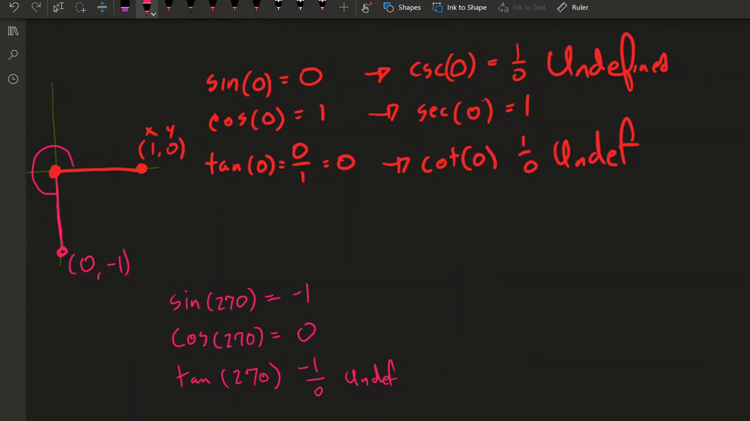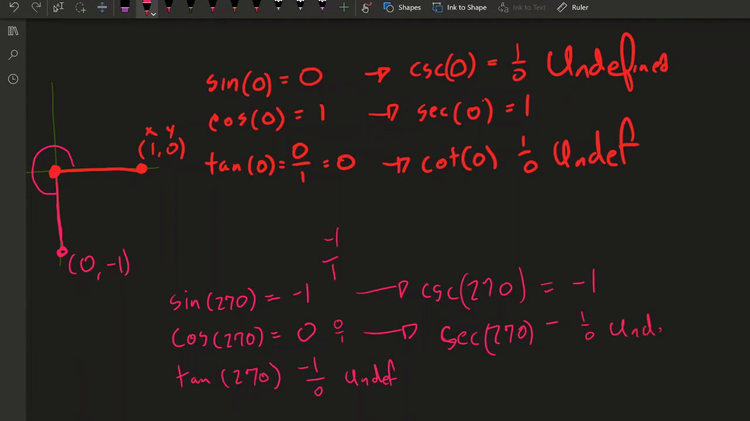Flipping these over to get the cosecant of 270 would be, this is -1 over 1, so if I flip it, it would be 1 over -1, which is still -1. The secant of 270 would be, this is 0 over 1, so if I flip it over, I'd get 1 over 0. That's undefined. And then the cotangent of 270 would be 0 over -1, and again, that's, nope, that's not undefined. I'm sorry, that's 0.